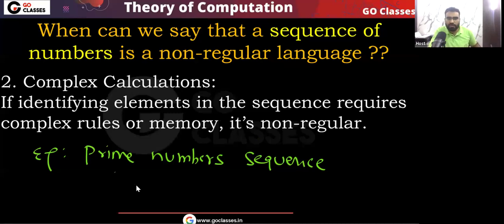Yes or no? For example, small prime numbers you already know, yes or no? Single digit or double digit prime numbers you already know. But after some time, if you have a triple digit or 4 digit prime number, can you find out without complex calculation whether it is prime or not? No, it is not possible, yes or no. So remember, very simple point: if you need some complex calculation or complex rule to find the elements of the sequence, then it is non-regular. For example, prime number sequence. Okay, let's see another one.